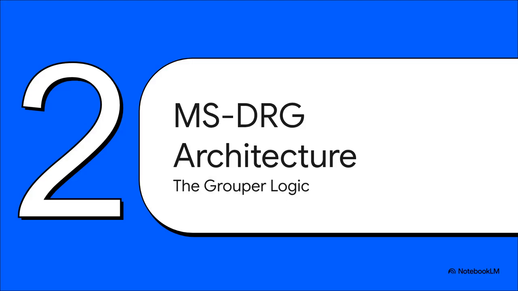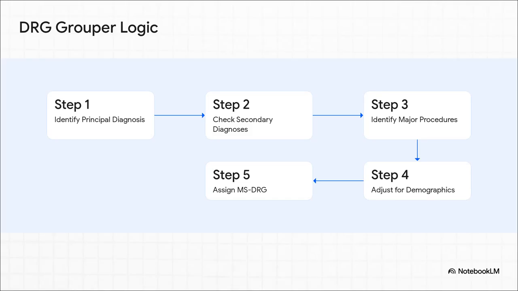Moving on to Section 2, the MSDRG architecture. Let's take a look under the hood at the grouper logic. You can think of the MSDRG system as this massive logic engine, taking thousands of variables and funneling them down into roughly 750 payment categories. It's a pretty straightforward step through. First, you identify the principal diagnosis to establish the base family. Then, you check those secondary diagnoses for severity. Step 3, identify major procedures, because that might bump your patient over from a medical DRG to a surgical one. Finally, adjust for demographics, and the system spits out the assigned MSDRG.